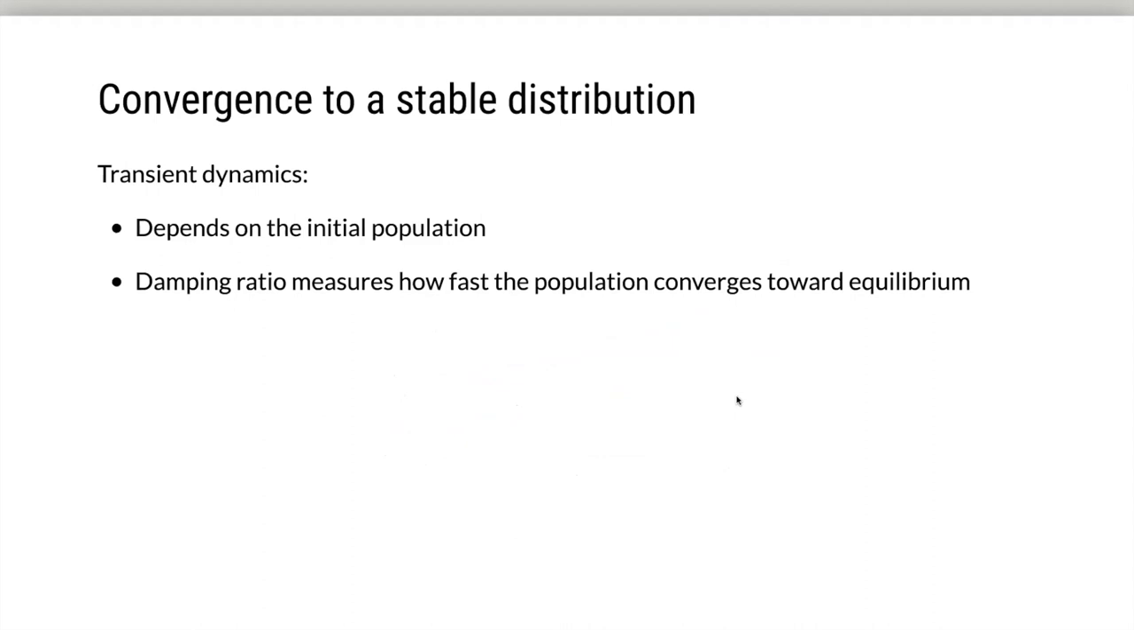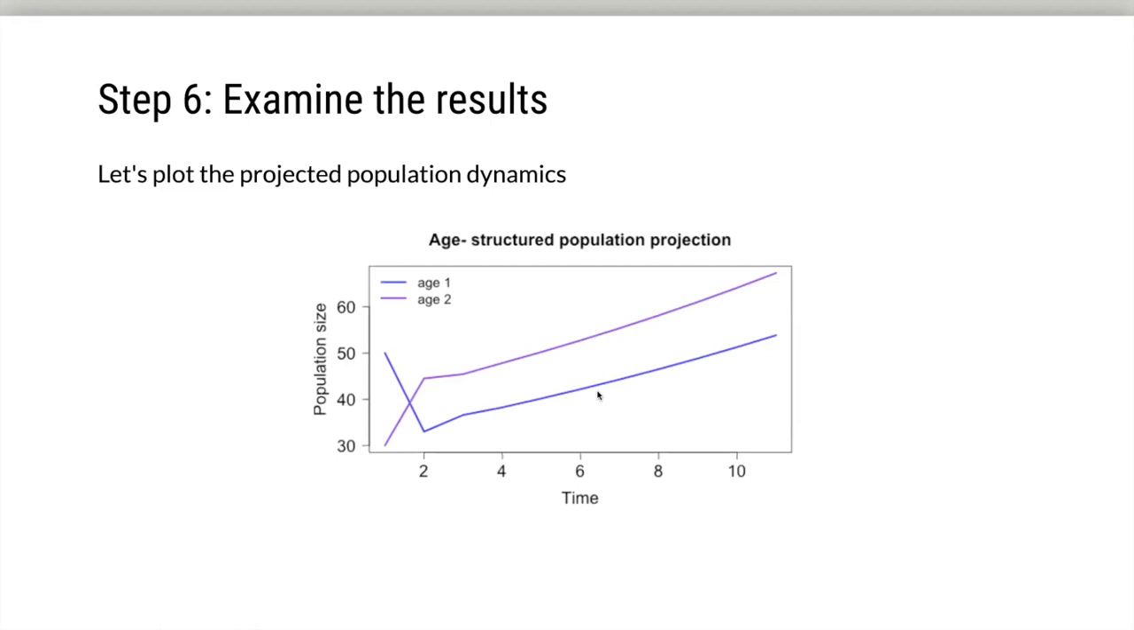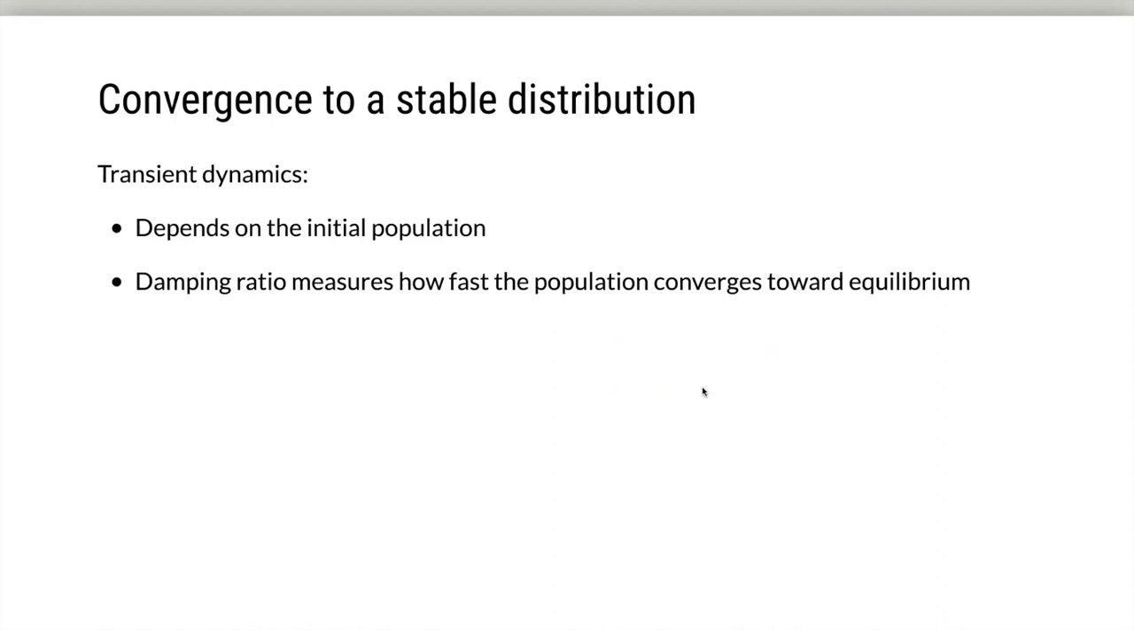So the transient dynamics, the first phase here, really depends on the initial population size. And the damping ratio is controlling the time to reaching the equilibrium, or the stationary phase, where the proportion of individuals in each age class stabilizes and remains constant and grows at a constant growth rate. So depending on the initial population size, if it's very different from the stationary phase, it will take a bit longer to reach the stationary phase.